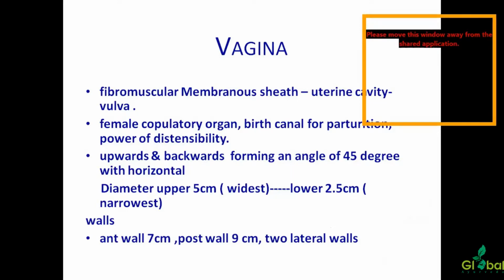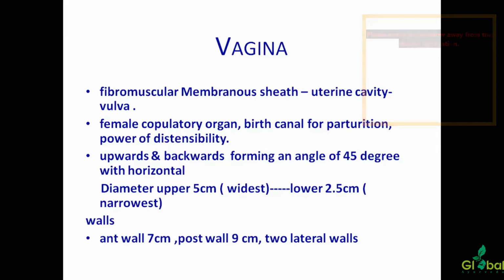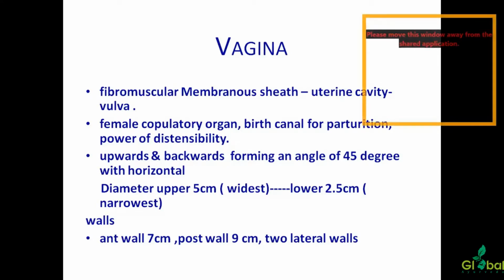The vagina is a fibromuscular membranous sheath that connects the uterine cavity and vulva, and it is the female copulatory organ which helps in parturition. That is, it is a birth canal for parturition, and it has the power of distension. It provides stability, and is directed upwards and backwards, forming an angle of 45 degrees with the horizontal.